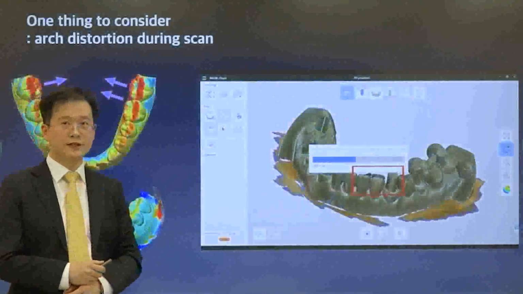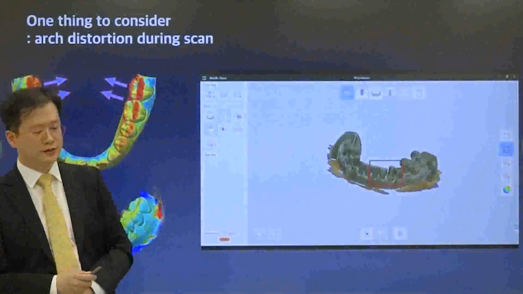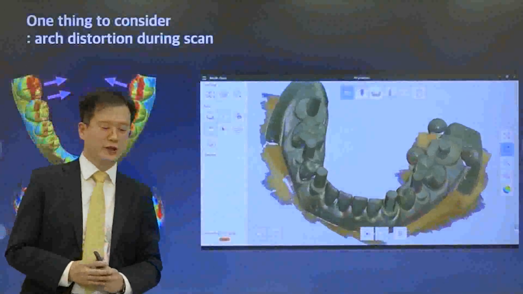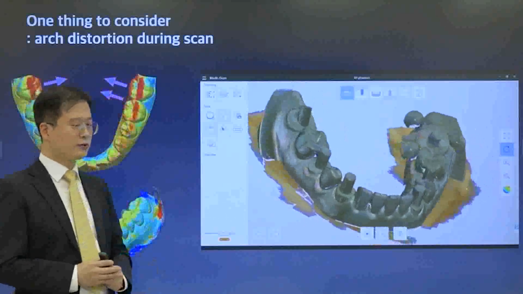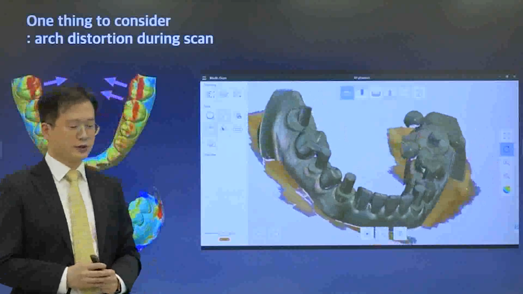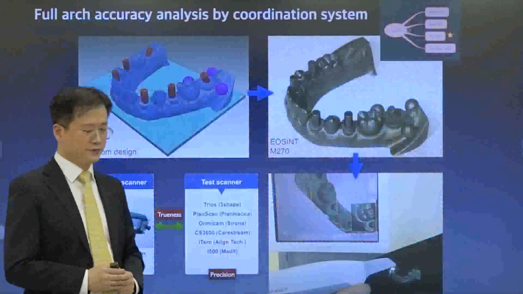Fortunately, the latest intraoral scanners have recently upgraded the scanning software, improving a reconstruction algorithm which automatically corrects or reduces the amount of distortion.